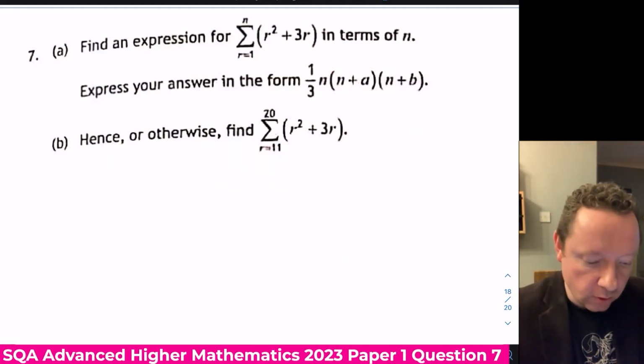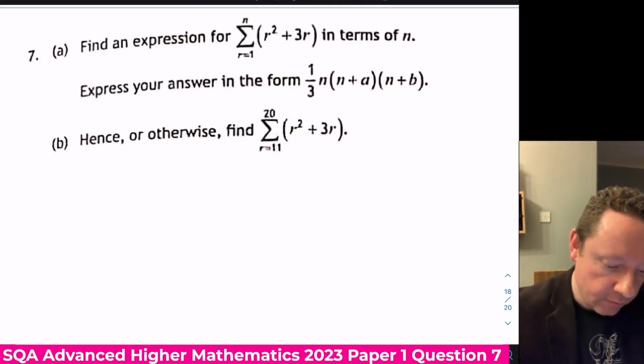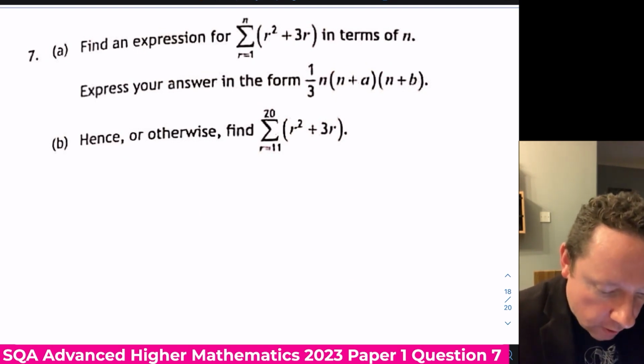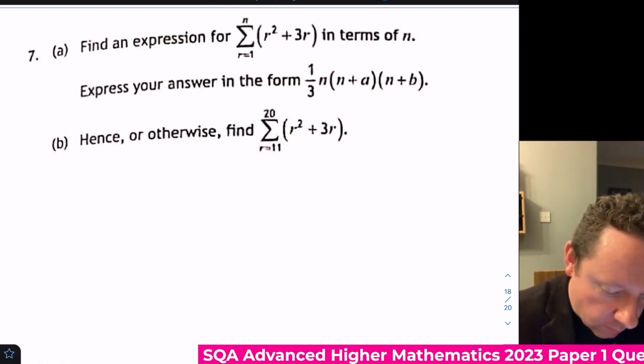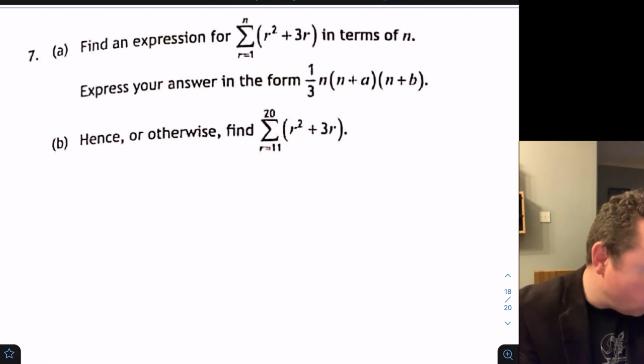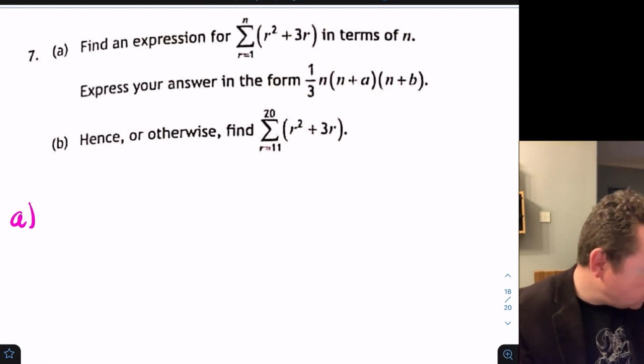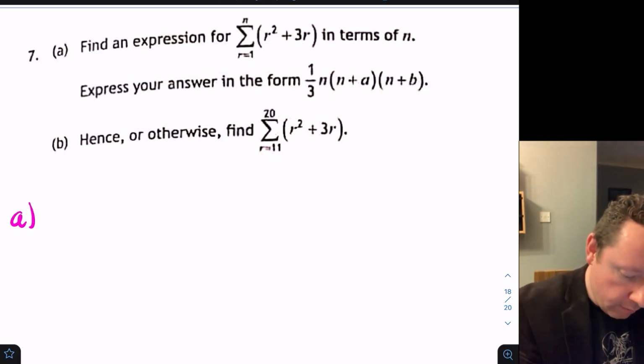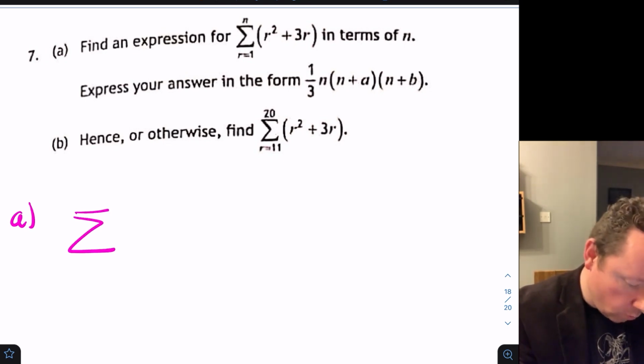Advanced Higher Maths 2023, Paper 1, Question 7. Find an expression for the sum from 1 to n of r squared plus 3r in terms of n, and express your answer in this form. So again, from the start of the exam paper, the sum of r equals 1 to n.